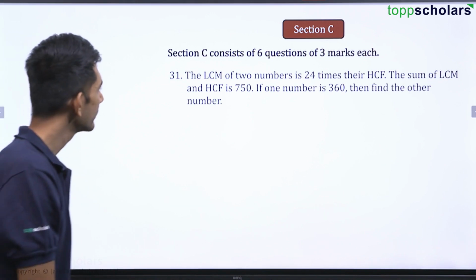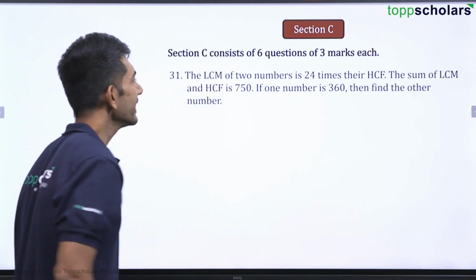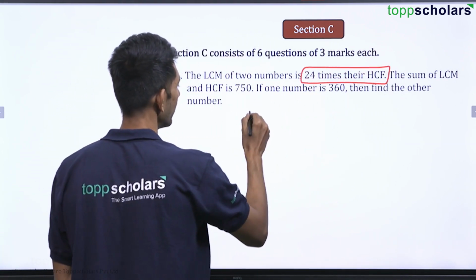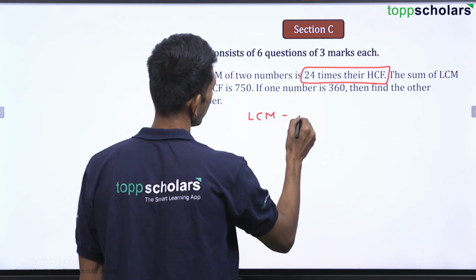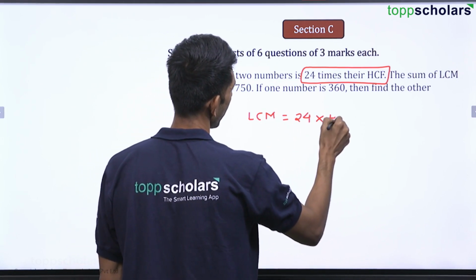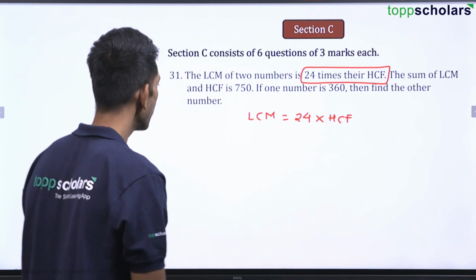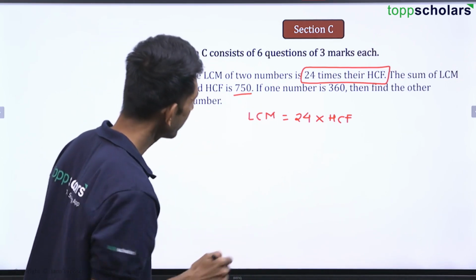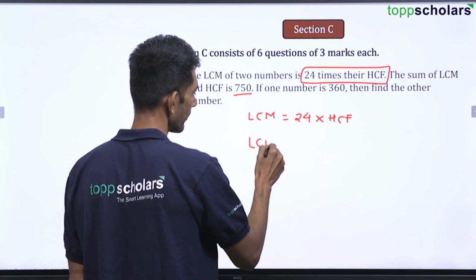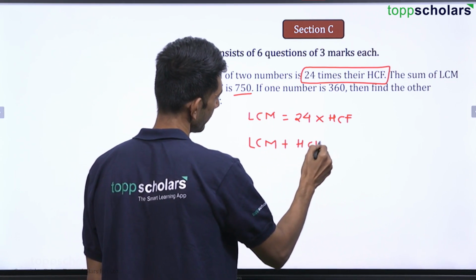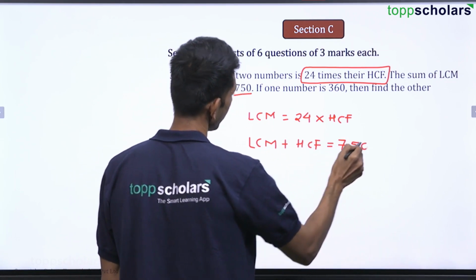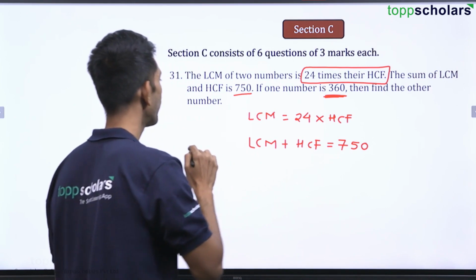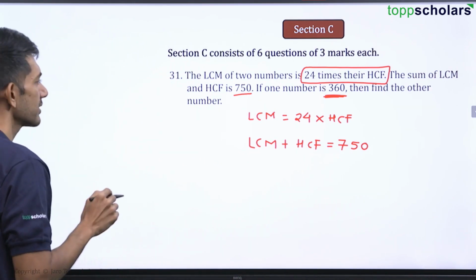Now let's have a look at this. The next question says the LCM of two numbers is 24 times their HCF. So what is given? LCM is equal to 24 multiplied by HCF. The sum of LCM and HCF is 750. What is the sum of LCM and HCF? It is 750. That is LCM plus HCF is 750. If one number is 360, find the other number.